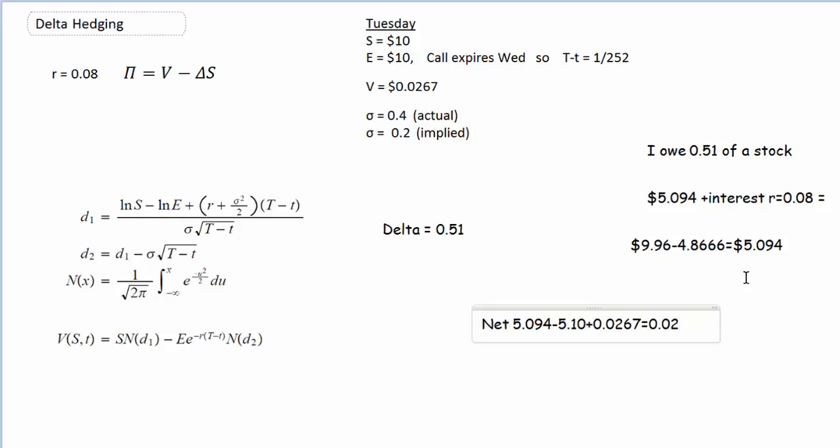So what am I going to do? That's the end of my balancing for Tuesday. It doesn't matter if the stock goes up or the stock goes down. My portfolio is going to stay the same value. So I'll put this $5.094 in the bank. It'll grow at interest, and we'll wake up tomorrow. Tomorrow the option closes, so I'm going to cash it in tomorrow if I can. So that's it for today. See you tomorrow.